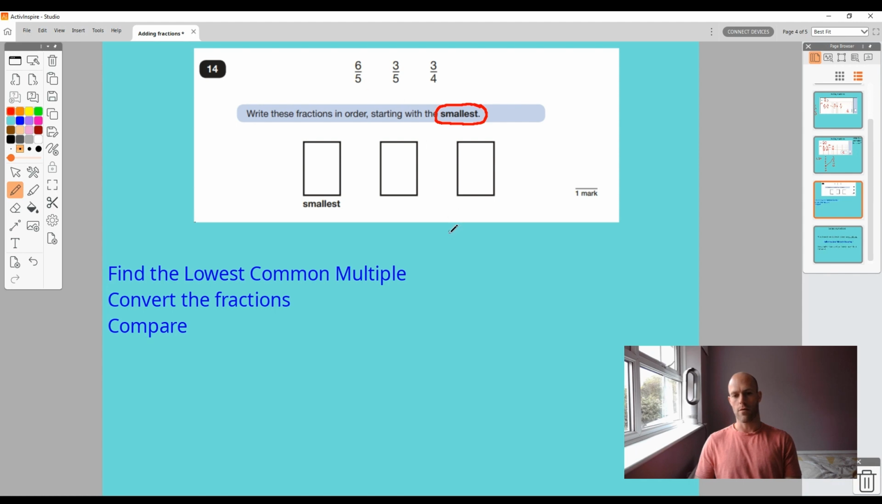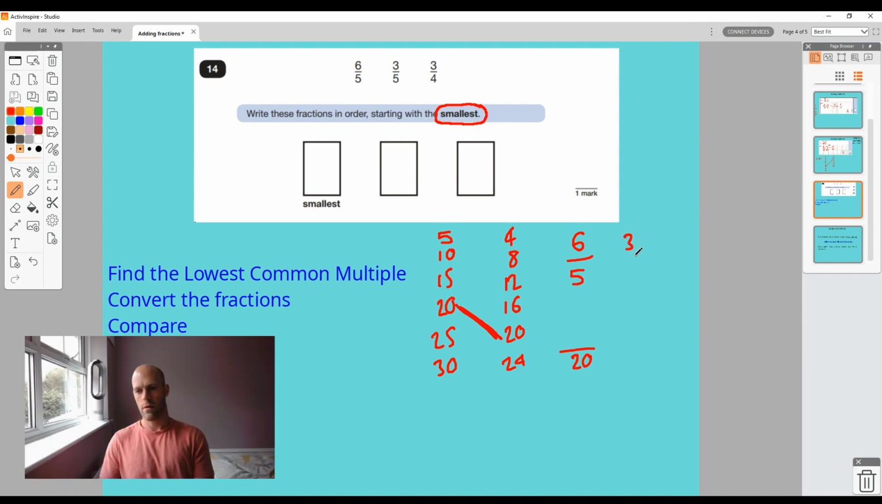How to do that is to write down our 5 times table, 5, 10, 15, 20. If it doesn't immediately come to mind, take seconds. Then write our 4s down, 4, 8, 12, 16, 20, 24, that'll do. The lowest common multiple there is 20. But we need to convert each of these fractions into 20ths. To make it easy on myself, I'm going to write this below.